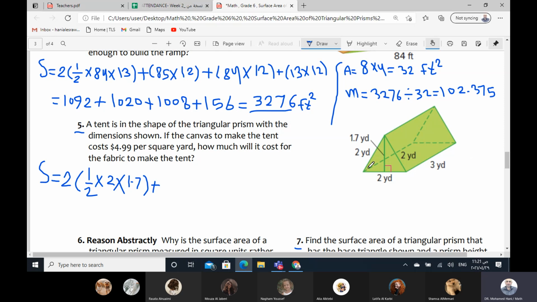Then here we have the bottom rectangle. The length will be 3 and the width will be 2. 3 times 2 will be 6. Then here on the side we have a rectangle, and on the opposite side we also have a congruent rectangle. So it means we have two congruent areas, so you can multiply by 2, and 3 times 2 will be 6.